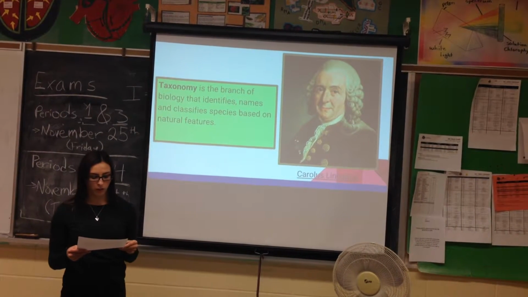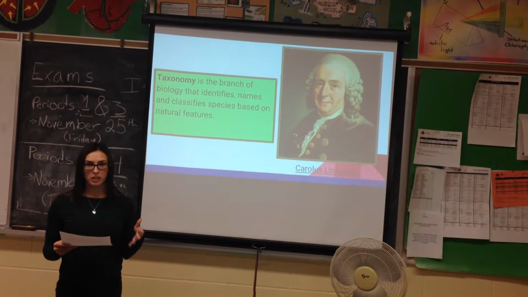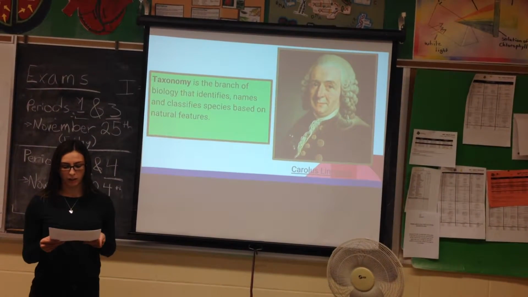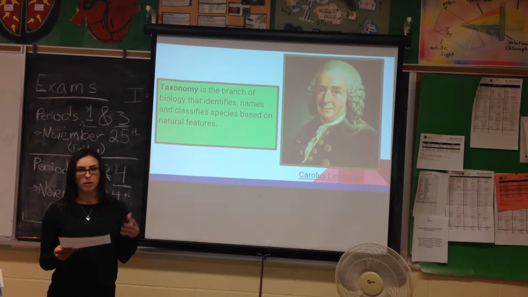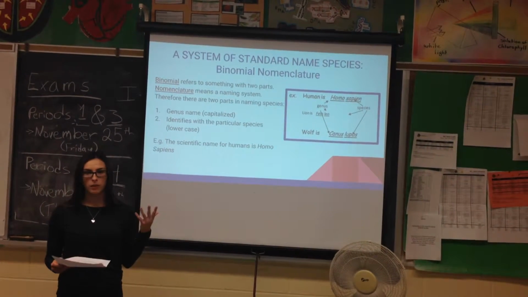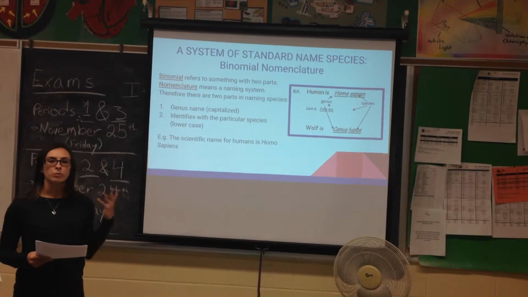The branch of biology that identifies, names, and classifies species is called taxonomy. The Swedish scientist named Carolus Linnaeus is credited with developing the system. He's also known as the father of taxonomy. He developed a system for naming species called binomial nomenclature. It's really important.